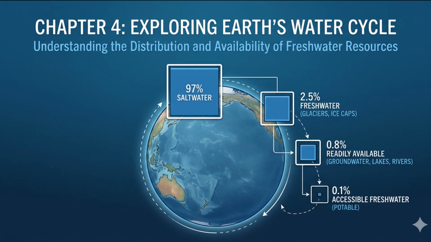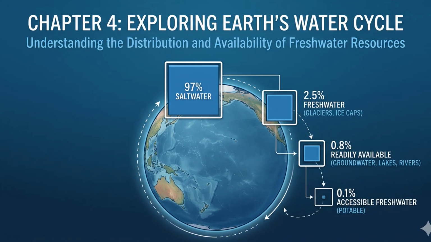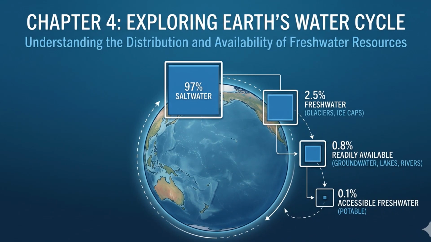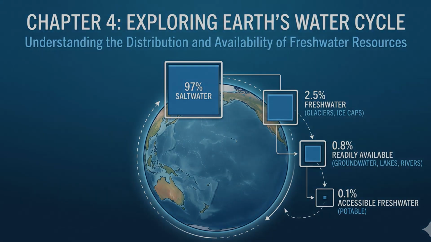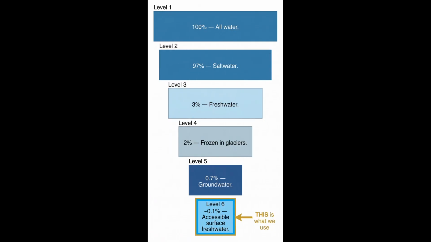Chapter 1, Earth's water distribution. This chapter is all about data. There are 4 numbers you need to know, and one of them causes the most common mistake on WA question 1. Let me show you the drill down that makes this impossible to confuse. Look at the cascade on screen. This is the drill down from all of Earth's water to the tiny fraction we can actually use.